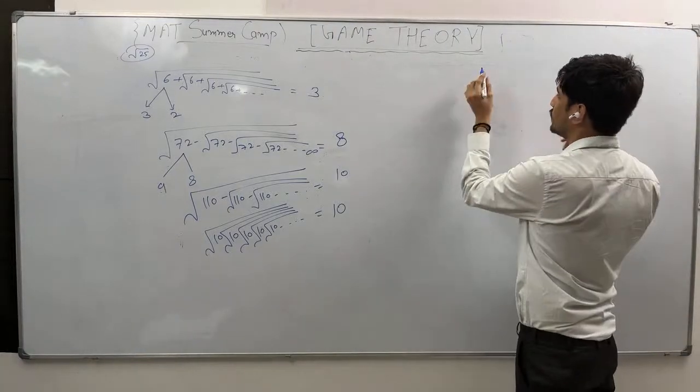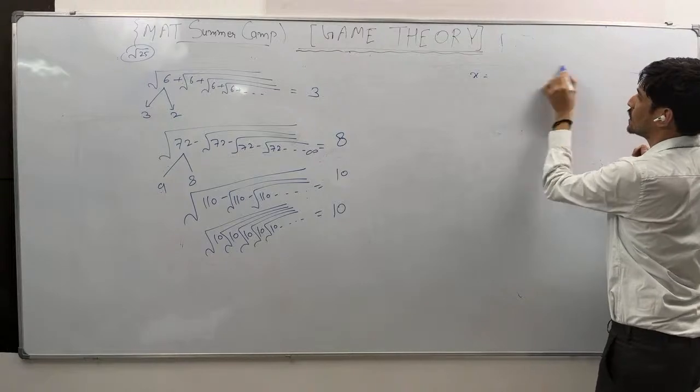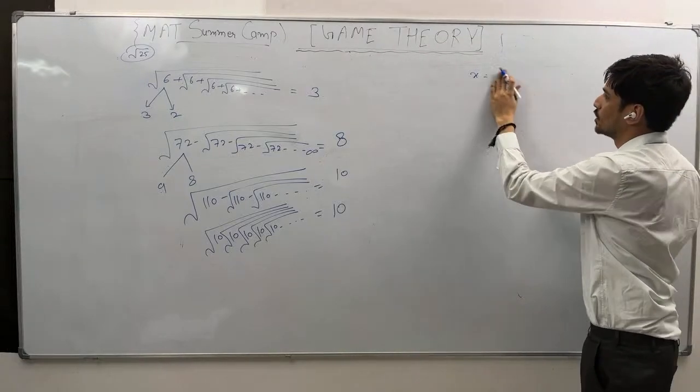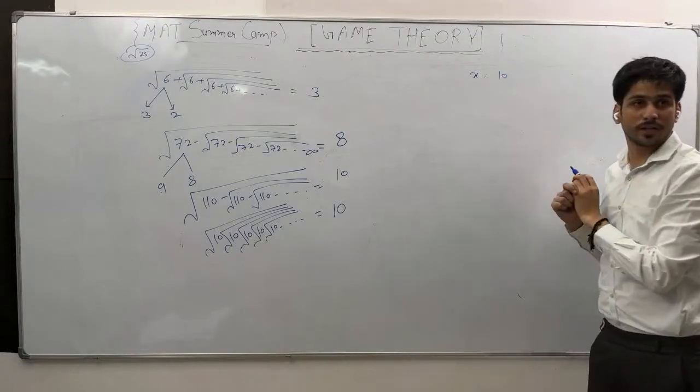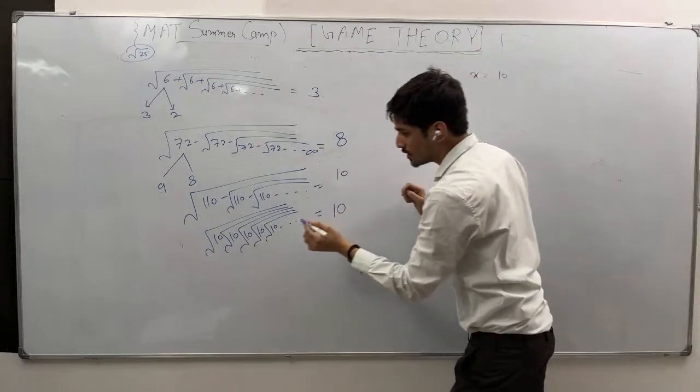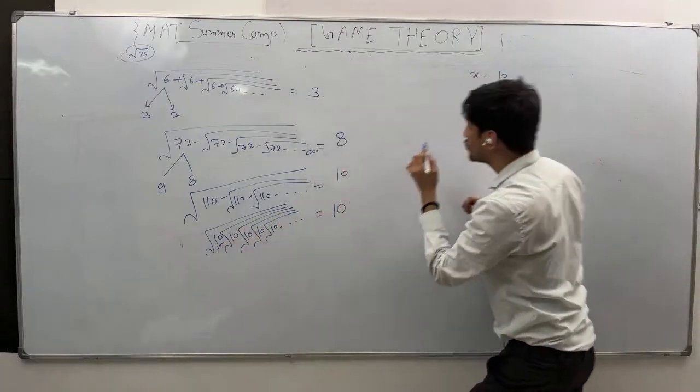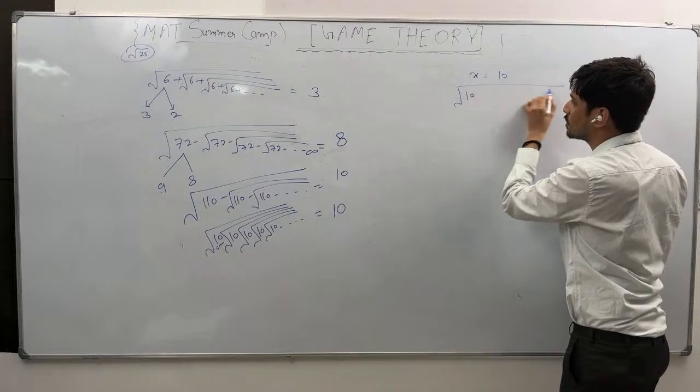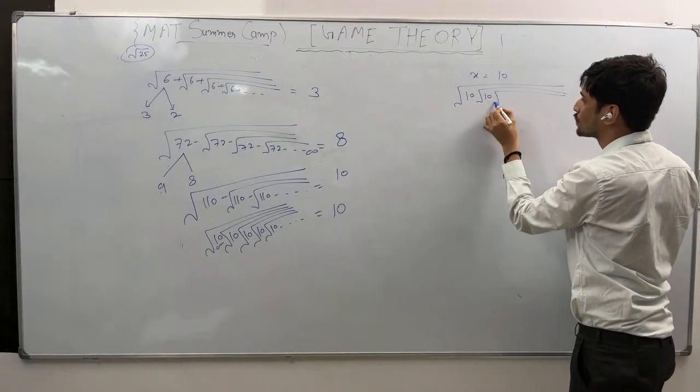Yeah. So here you see, if you take that whole number as x, or you can start with this also. Let's say x is 10. Or you can say, if you take this as x, what is happening is you have some numbers continuously repeating, right?